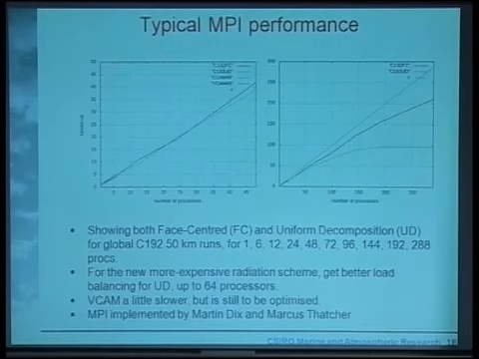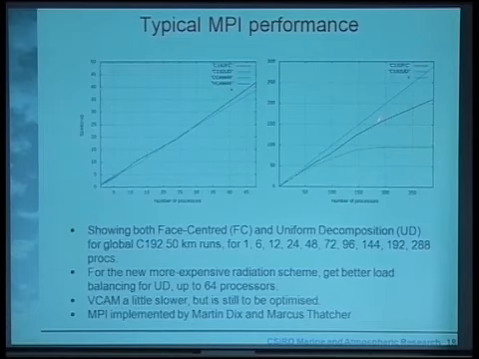So this was on a 50-kilometre global run. It's C192, which is 192 by 192 on each of the 6 panels, so it's a fairly large computation. And I did some timing runs. These are 1-month runs, full physics and everything, from 1 up to 288 processes. And so that's the ideal blue line. 288 processes is running at about.